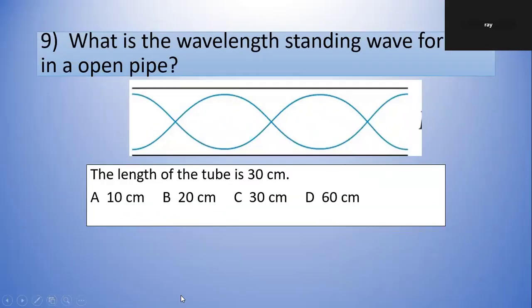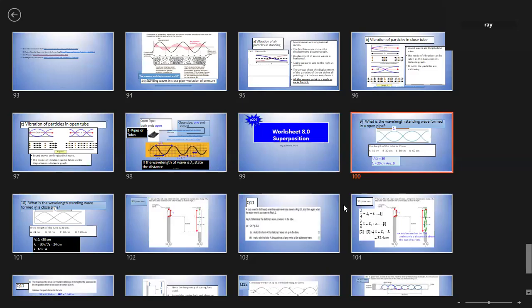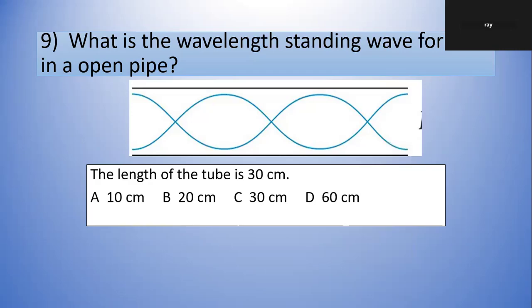Okay, number 9. What is the wavelength of the standing wave formed in the open pipe? On page 204, okay. What's the length of the tube? 30 cm.